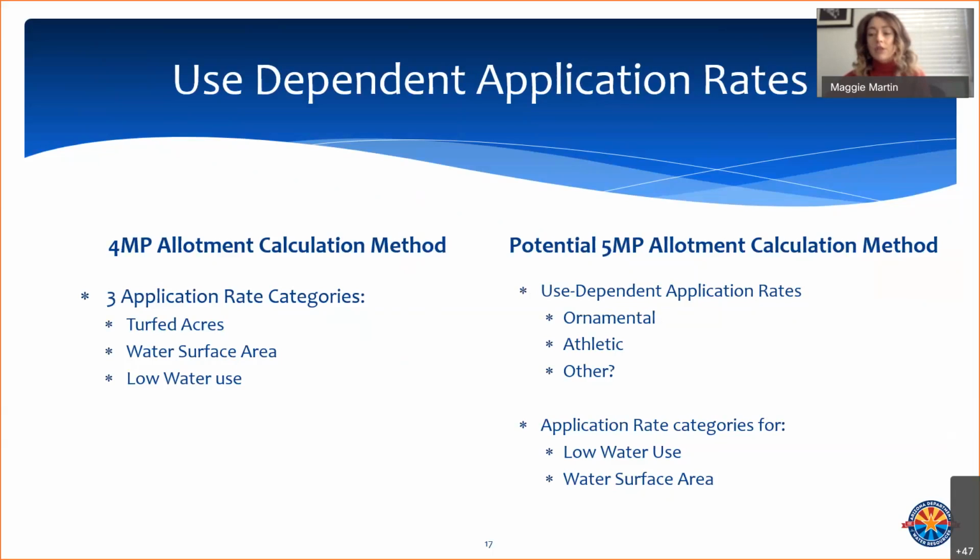The original method had just one type of turf, and the new potential methods that I will describe today have two types of turf, athletic and ornamental. Athletic would include sports fields and would have a higher application rate, whereas ornamental might include landscaping at commercial sites or common areas and HOAs and would have a lower application rate.